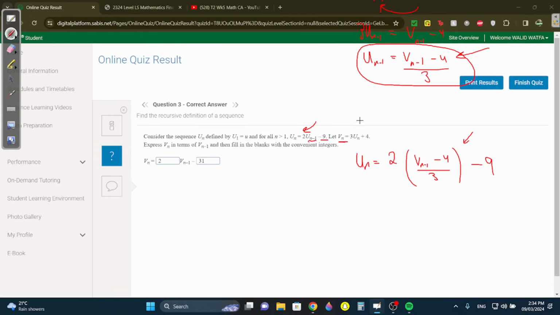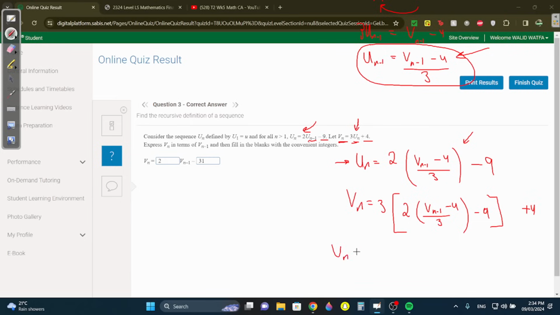To get this Vn, we needed that Un. That's why I solved this Un, because to get the Vn, I need this Un. And we found the Un is this. Okay, can we find Vn now? Yes, we can. It's 3 times Un. Do we know what Un is? Yes, it's all of this. So 3 times Un, which is 2 times Vn minus 1 minus 4 over 3 minus 9. So 3 times Un. This is all just Un plus 4. This is a 9. Now all you have to do is simplify.